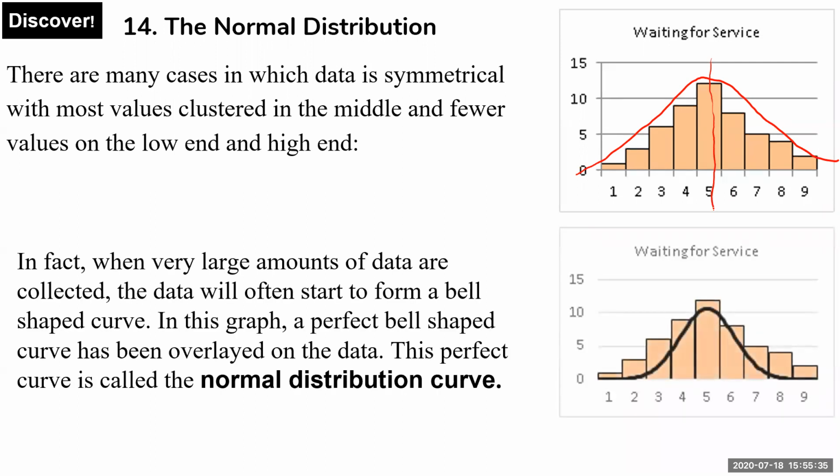In fact, when very large amounts of data are collected, the data will often start to form a bell-shaped curve. Now in this graph, a perfect bell-shaped curve has been overlaid on the data. This perfect curve is what we call the normal distribution curve. This will be our focus. When you're talking about the normal distribution, we are talking about the bell-shaped curve, and that will be the focus of our discussions for this particular section.